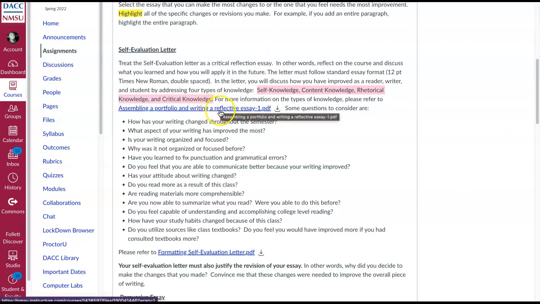I do have a chapter from a book that discusses them more in detail, so you can go ahead and read this handout right here. We do have a quiz over this handout, so please make sure that you do read it carefully. In this handout, like I said, it is a chapter and there are some questions there that'll help you think about each type of knowledge.